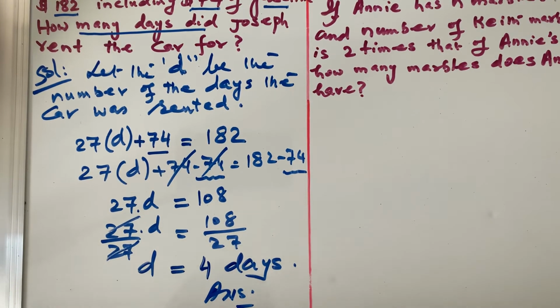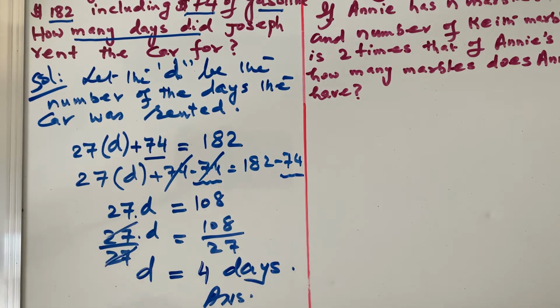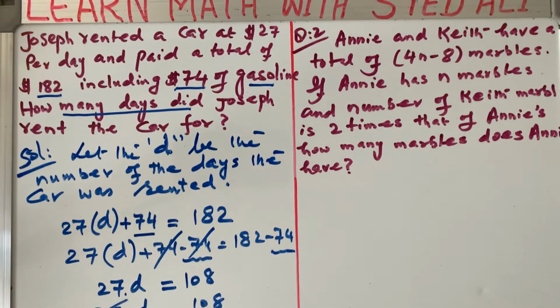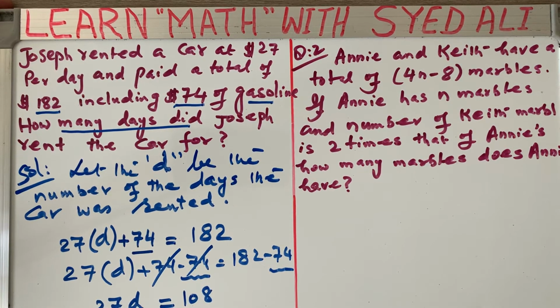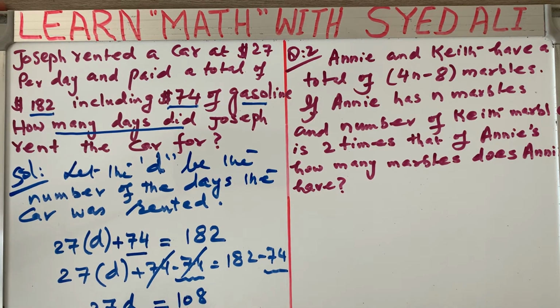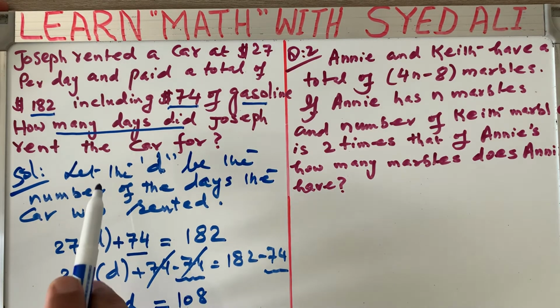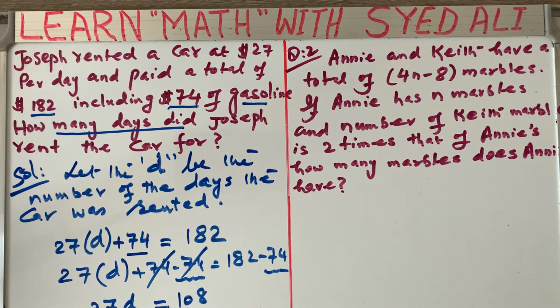We can repeat it a little bit one more time. You have to make an algebraic equation, right? So what is given is, you have to read that carefully. Joseph rented a car at $27 per day and paid a total of $182. He paid a total of $182, including $74 of gasoline. So we assume that D is the number of the days the car was rented for.